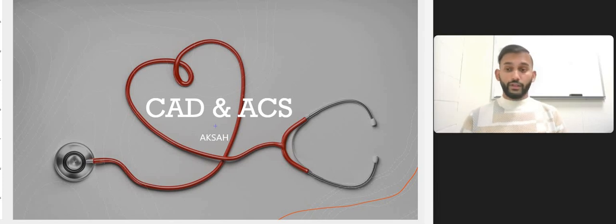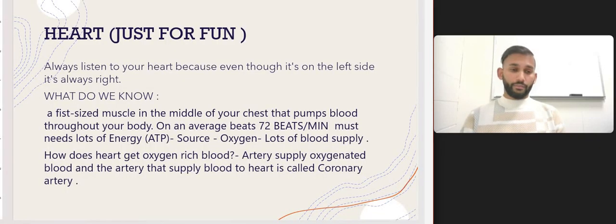Hey everyone. So today we'll talk about coronary artery disease and acute coronary syndrome. Before we start, let's just have a brief idea about the heart. Our heart is a fist-sized organ that pumps blood to the whole body. On average, it beats 72 times per minute, which in a lifetime is about 2.5 to 3 billion times.